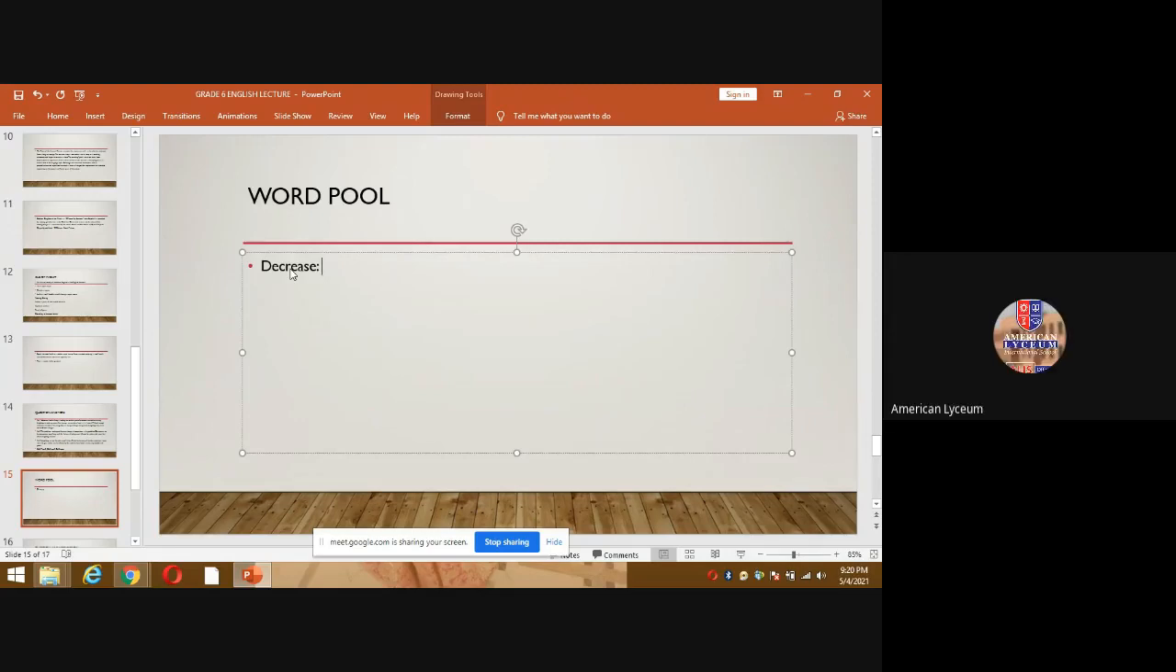Okay, so decrease means to fall down, to fall in numbers. So let's write: change downward, changing in number or downwards. So this is your decrease in size, extent or range. Two meanings, you can write any meaning.